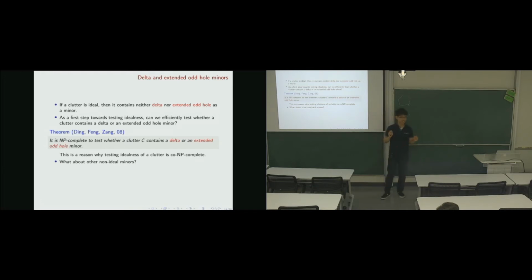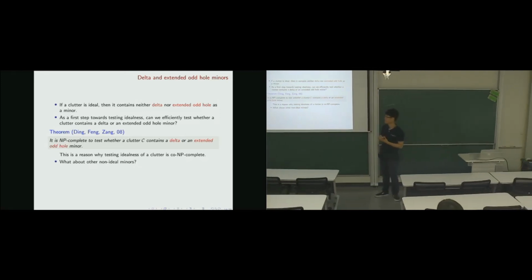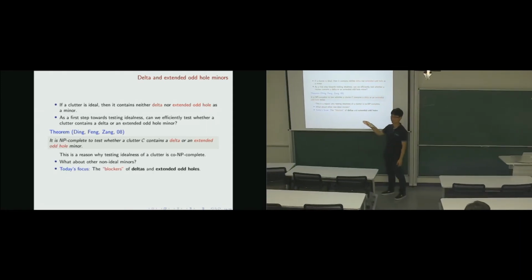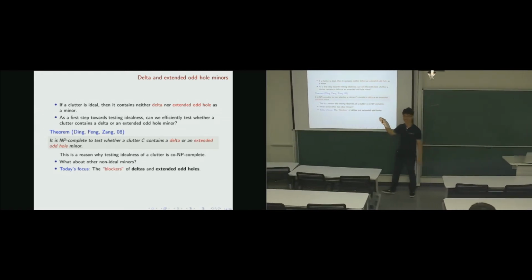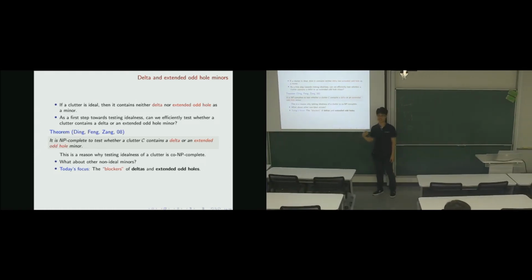Any other questions? So this is in some sense disappointing. But we want to look at other classes of minors that are the blockers of deltas and extended odd holes. Why are these important? Because the blocker is the second important notion in ideal clutter theory. That's the reason. Then we're going to ask the same question for these clutters. But the short answer is yes.